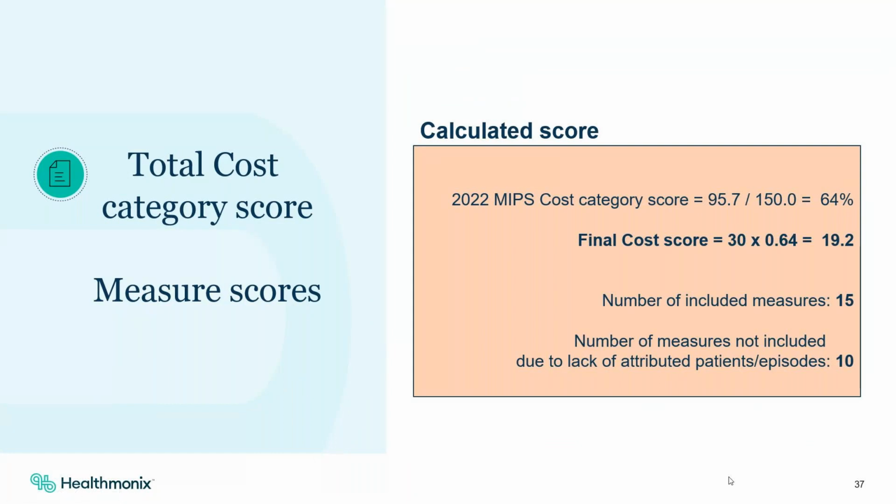If I had, out of 150 points, I had 95.7, then I would get a 64%. So then we look at that 64% out of our total 30 for our full MIPS score, and 64% of the 30 is 19.2 out of 30. That's a lot of math. Yes. The more measures you have, the more complicated it gets. But as we saw from our chart before, most practices are not going to have as many measures as we're showing here.